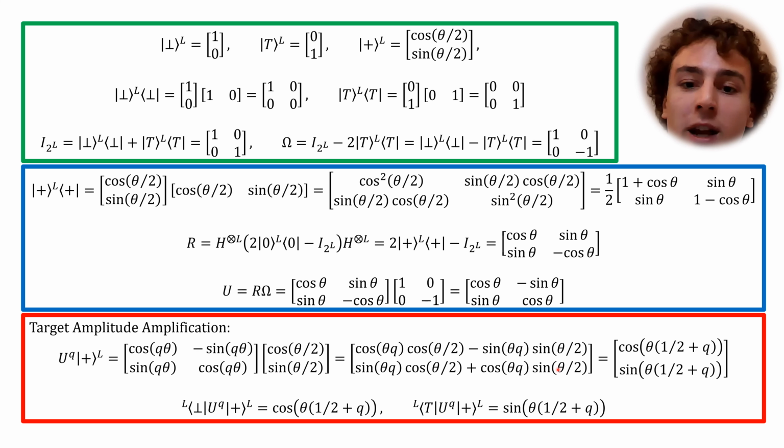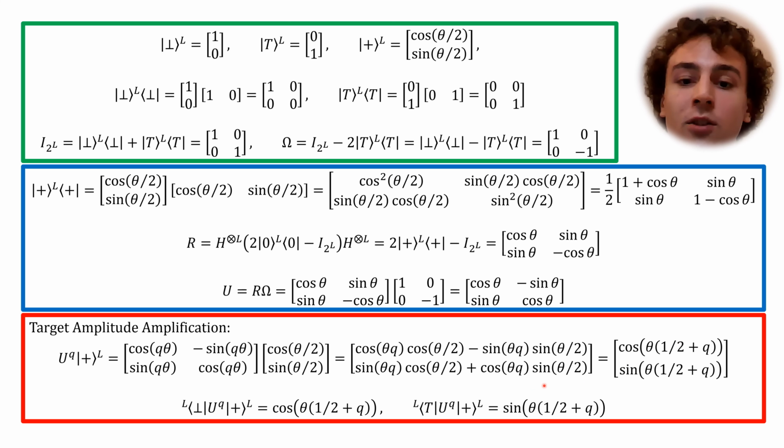We can use trigonometric identities to collapse these down into a more convenient form. So when you have cosine times cosine minus sine times sine, we're going to take the sum of these angles and put it inside of a cosine. This is a trigonometric identity. So here we're going to have cosine of theta times 1/2 plus Q. I've just factored out the theta, which is common in both of these angles. So we're taking the sum of theta times Q and theta on 2, and that's giving us the argument for this cosine.